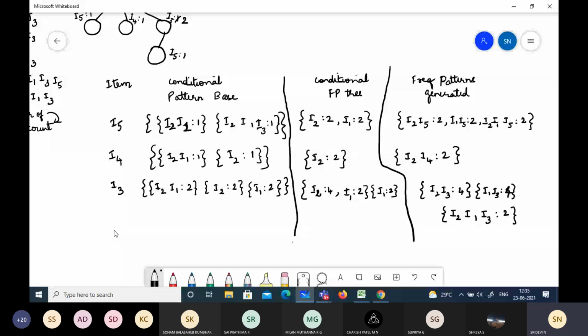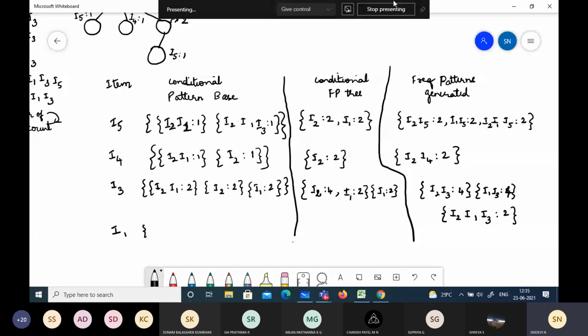Next one you can just try. Which is the next item we should consider? I1. Can you just continue and tell me? Or else we'll do it. Which are the next items we have? For I1, I'll just move it. Let's check.